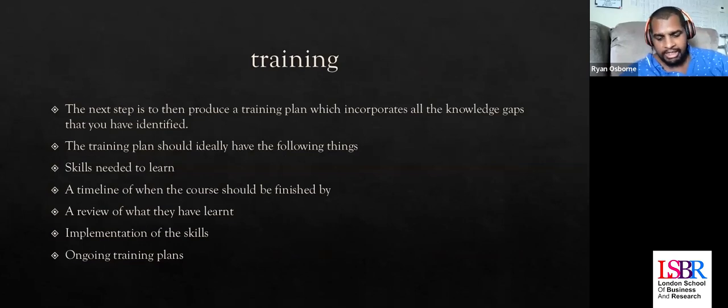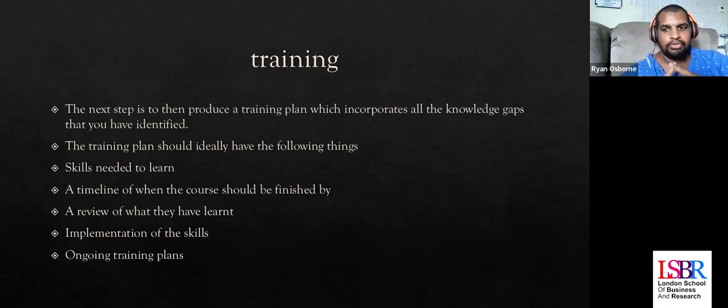And so the reality, the next step would be then to produce a training plan which will incorporate all the knowledge gaps that you yourself have identified, or when you have a meeting with your upline or your superior or your supervisor, or ideally the next person above you, you can then begin to formulate a plan. So you may be asking me, how does that work? I'll explain. So the training plan should ideally have the following things.